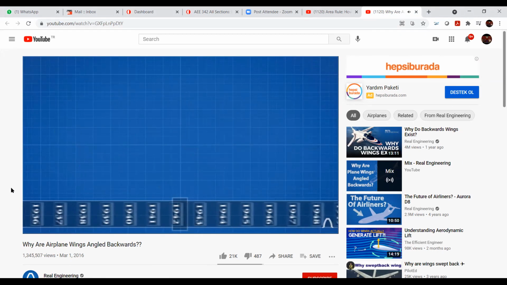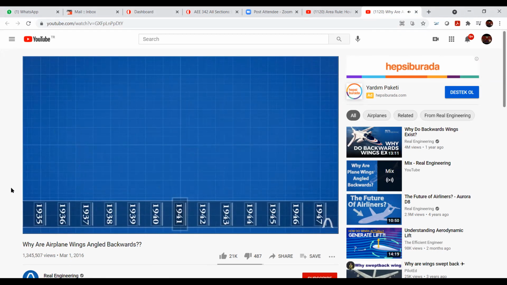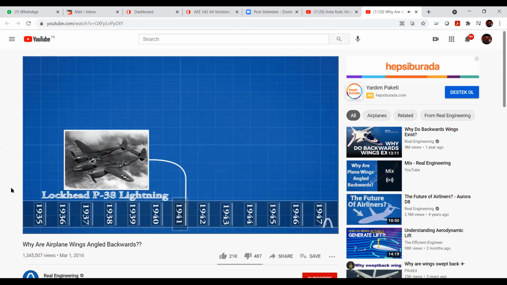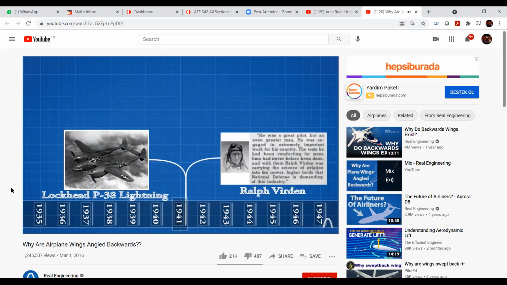Back in 1941, most planes were designed with a straight wing, and the Lockheed P-38 Lightning was no different. The straight wing design works well at lower speeds, but the P-38 was not a slow plane, and its engineers quickly discovered that the plane had major control issues in high-speed dives. On November 5, 1941, a Lockheed test pilot by the name of Ralph Virden died when he lost control of his aircraft. This spurred a major investigation headed by an engineer called John Stack.